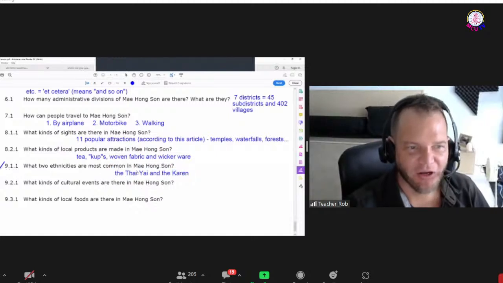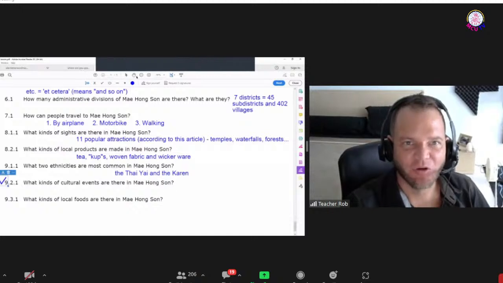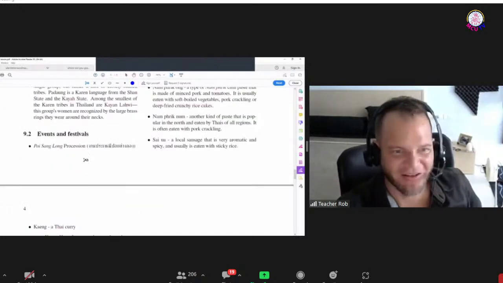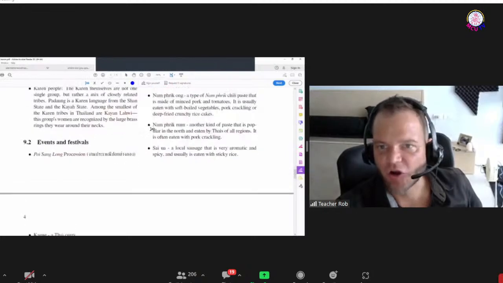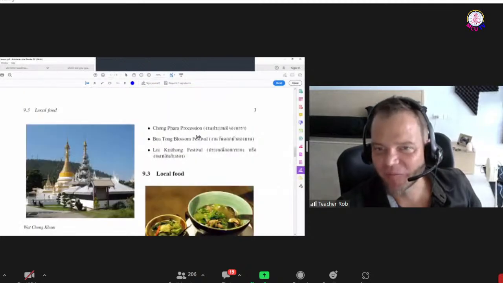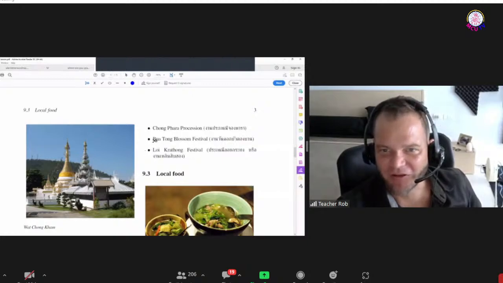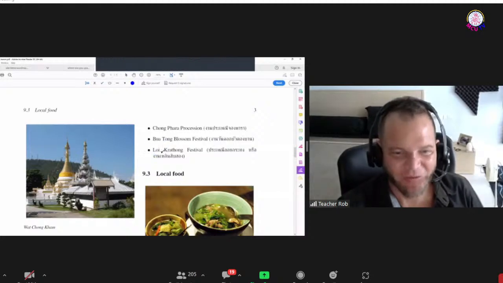And now we got point 9.21. What kinds of cultural events are there in Mae Hong Son? Okay, so if we go up to cultural events and read a little bit about this, events and festivals. Poi Sang Long procession. I'm not quite sure what that is. Then they mention Chong Para procession, Buatong Blossom Festival. Oh, and they also celebrate Loy Krathong. I like that one. This is probably my favorite festival in Thailand, Loy Krathong. I really like this one. So good. So they mentioned 4 of them.